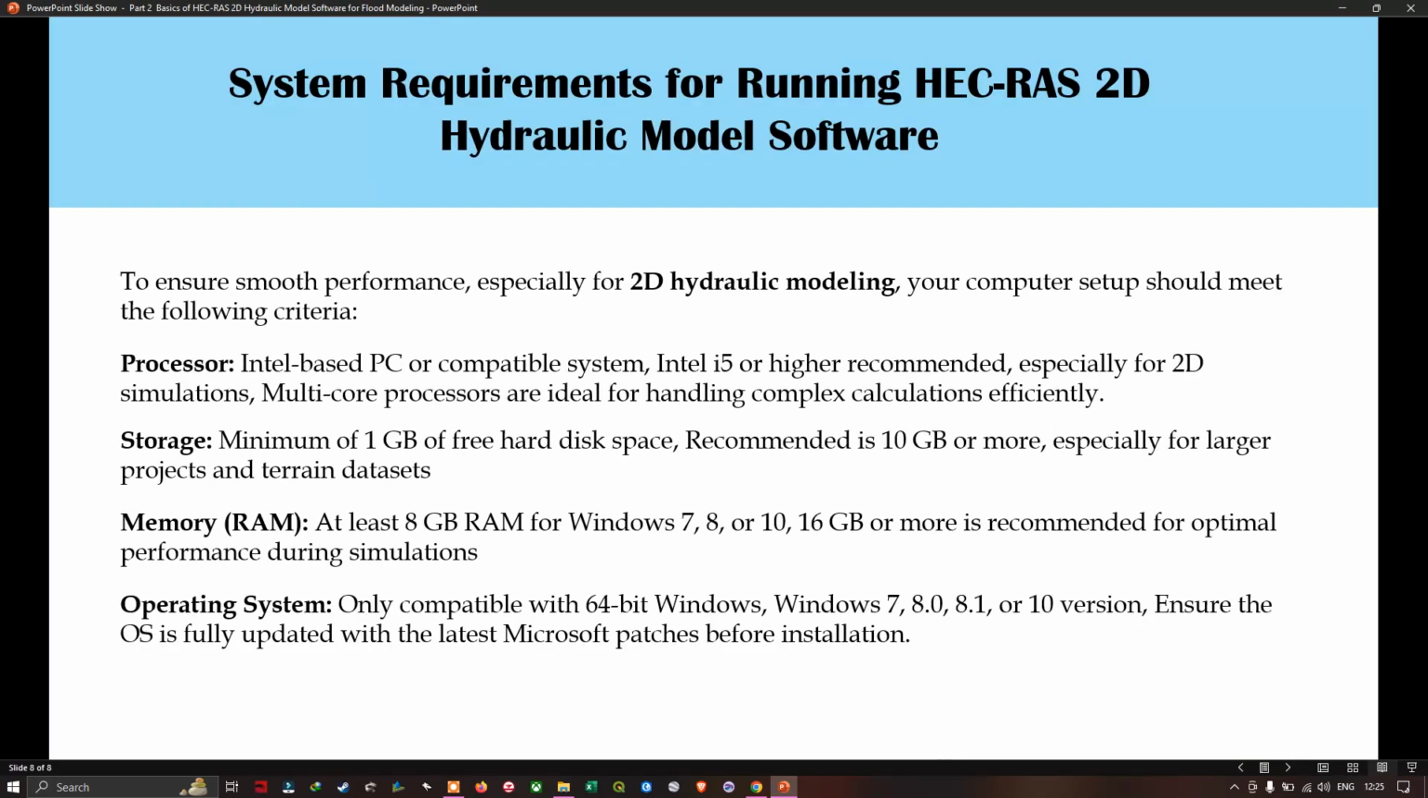And now the system requirements for running the HEC-RAS 2D hydraulic model software. To ensure smooth performance, especially for 2D hydraulic modeling, your computer setup should meet the following criteria. Starting with the processor, an Intel-based PC or a compatible system is needed, and an Intel i5 or higher is recommended, especially for 2D simulation. A multi-core processor is ideal for handling complex calculations efficiently. For storage, a minimum of 1 GB of free hard disk space is needed, and 10 GB or more is recommended, especially for larger projects and terrain datasets.